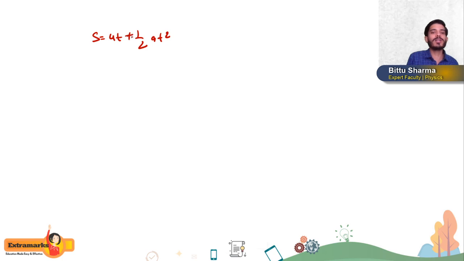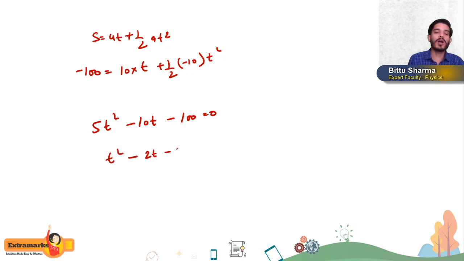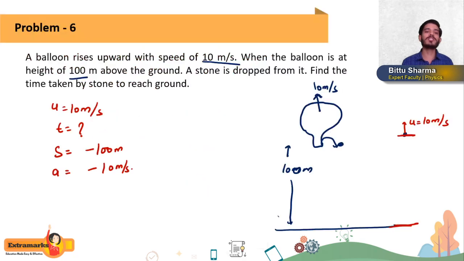I hope you are getting this, students. Now s is minus 100 is equal to u, how much? Plus 10 into t plus 1 by 2, a is how much? Minus 10 t square. So students, if you reshuffle this, we will get 5t square minus 10t minus 100 is equal to 0, or you can say t square minus 2t minus 20 is equal to 0. So like this you can solve this, and now you have this quadratic equation. If you solve this quadratic equation, you will get the value of t. Getting or not? So like this, students, you can solve these types of questions.